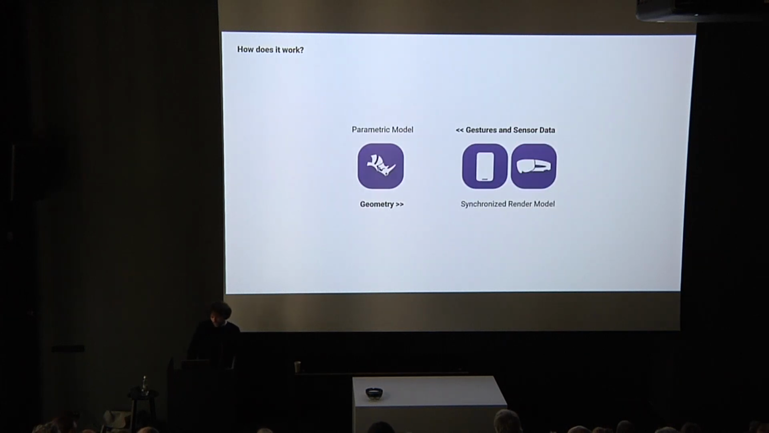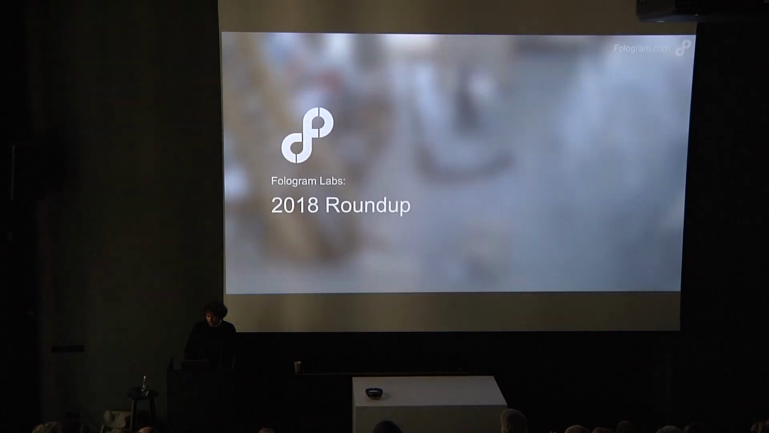There's a really basic kind of technical model that we've implemented to make this work. So you have some geometry from your CAD environment that gets sent to the headset so you can see it. And then gestures and sensor data from the headset, which is how you interact with those models, gets sent back to your CAD environment so that you can then change the geometry you see on the headset. This lets you do all sorts of stuff.